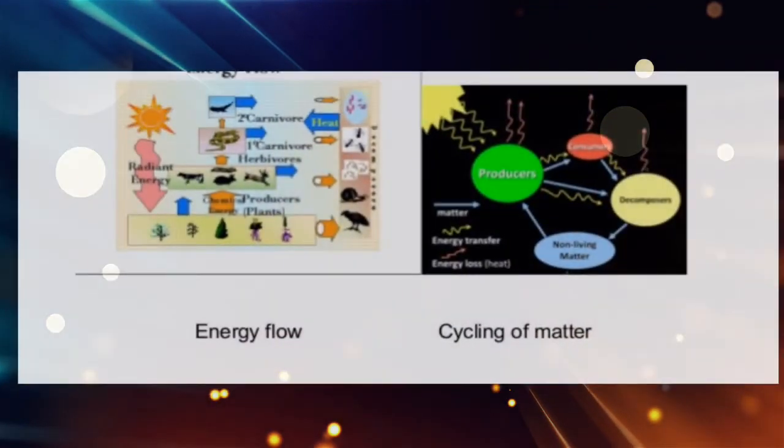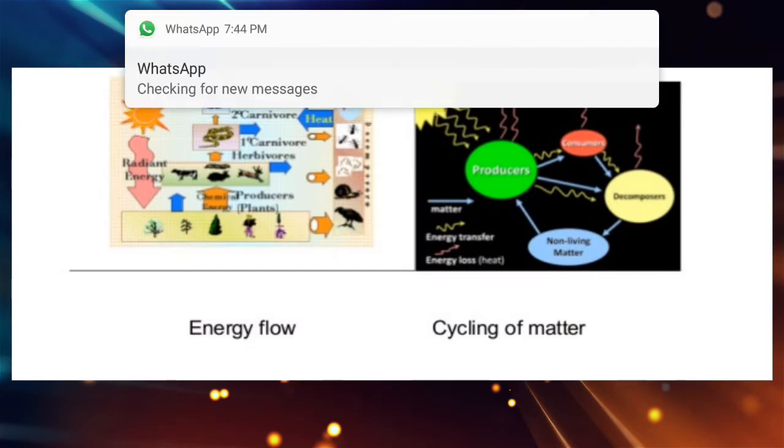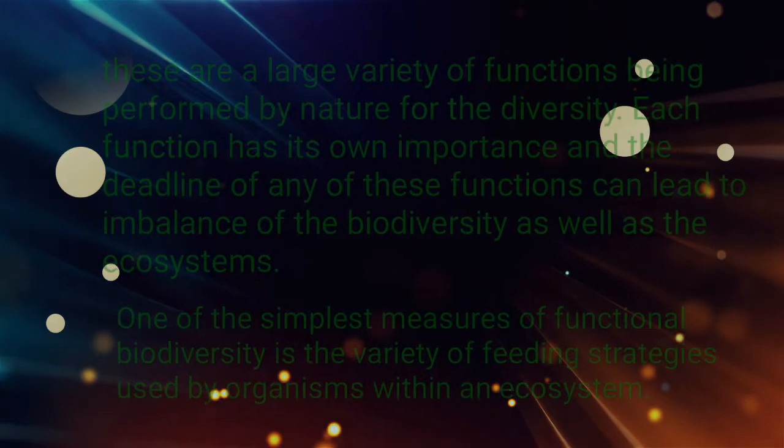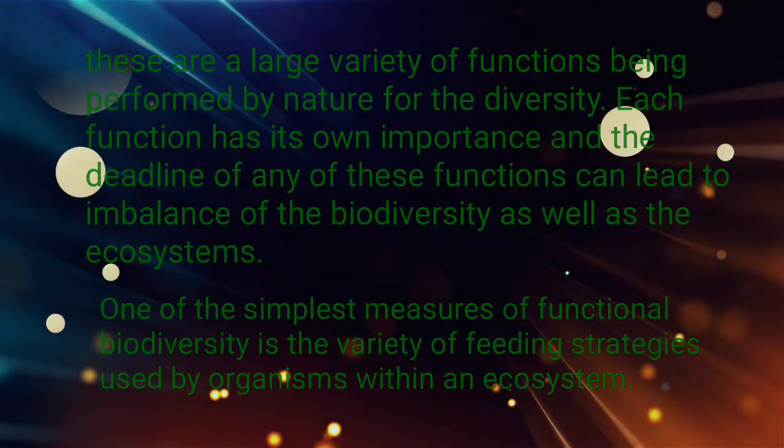Here is the example picture. These are a large variety of functions being performed by nature for the diversity. Each function has its own importance, and the failure of any of these functions can lead to imbalance of the biodiversity as well as the ecosystems.